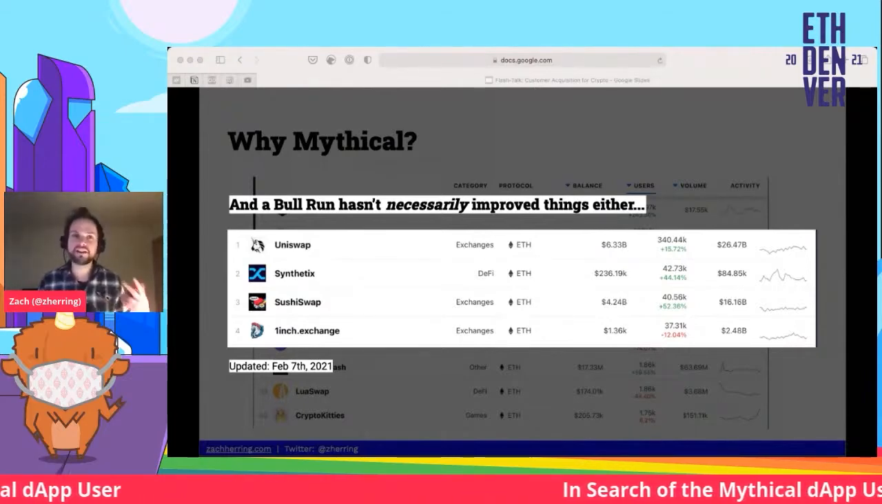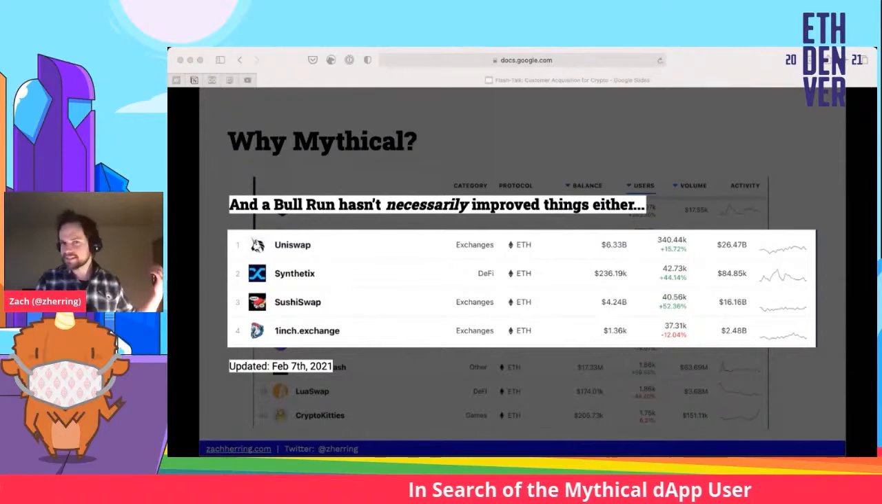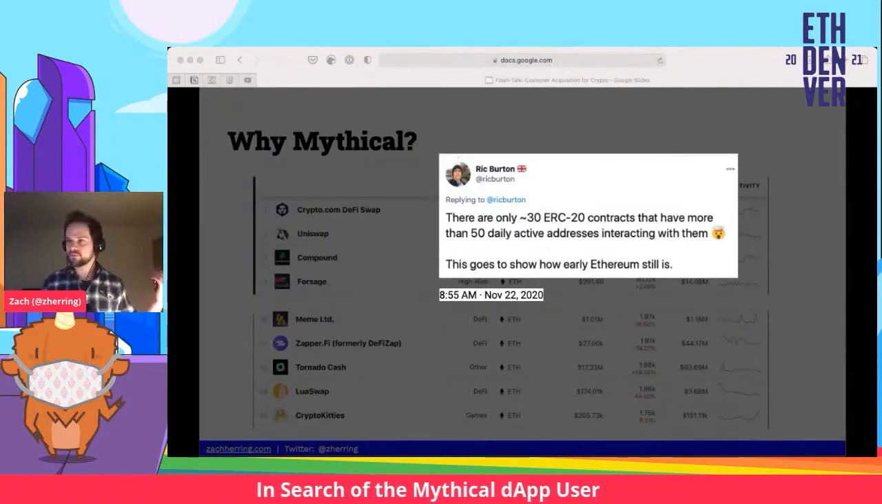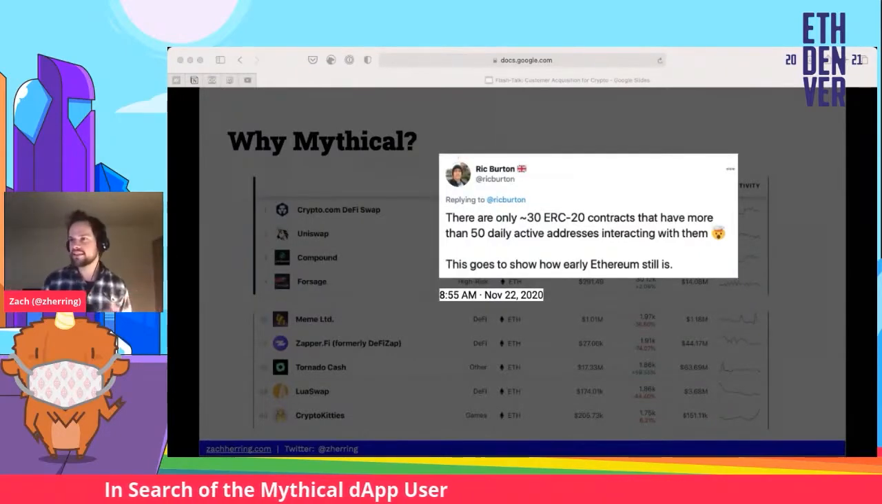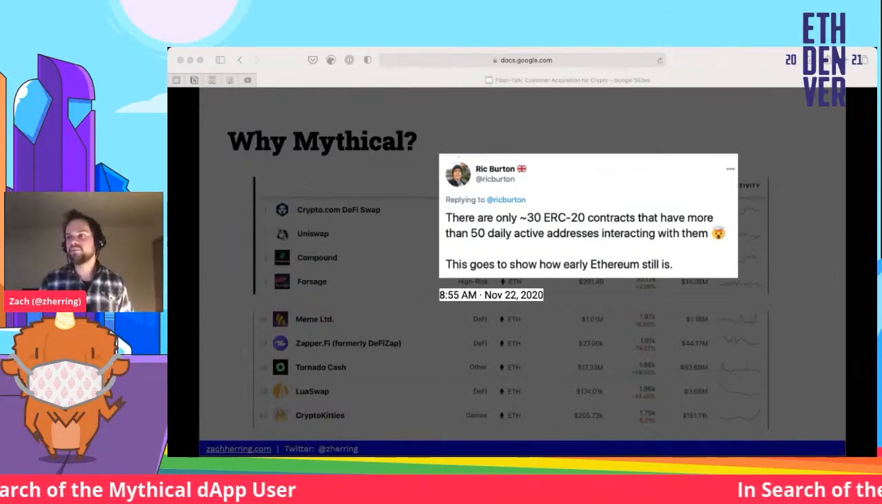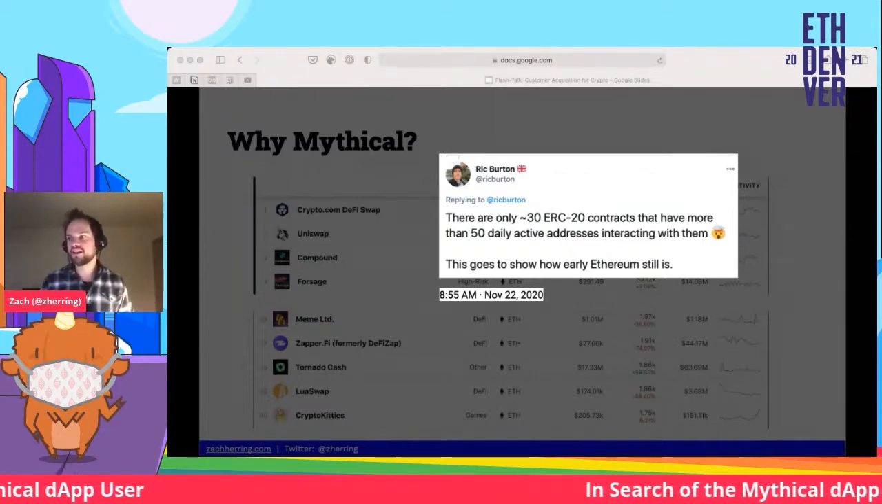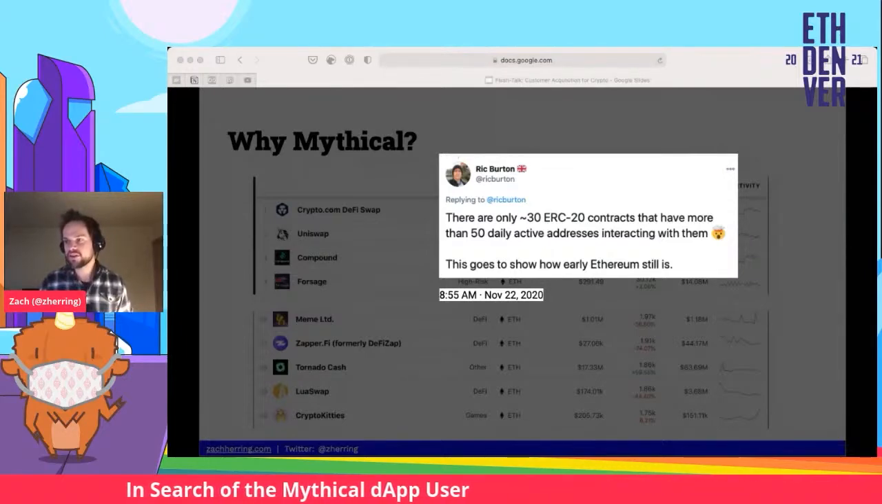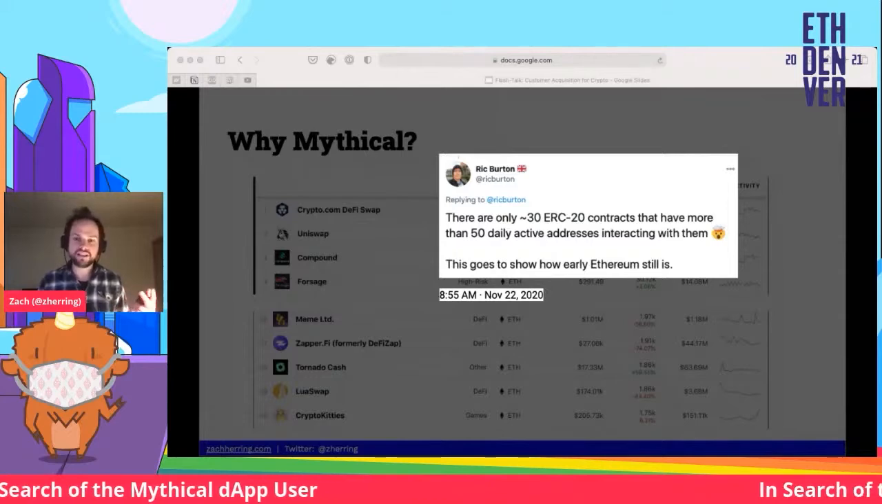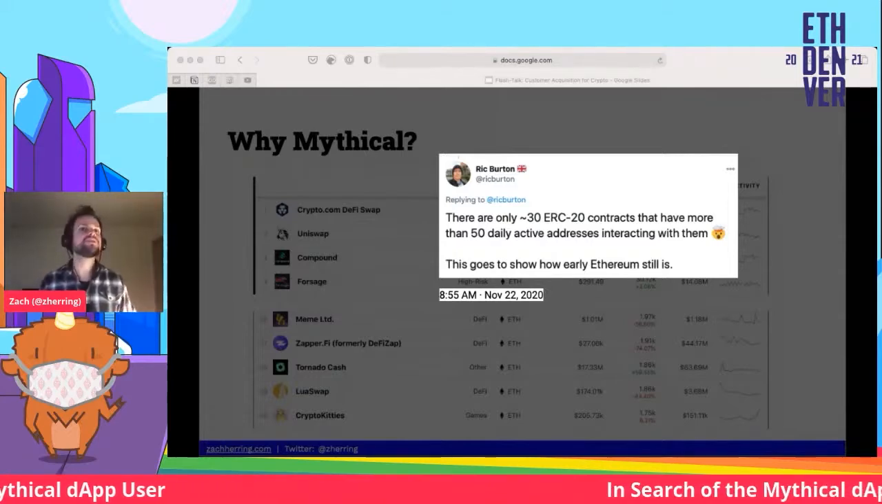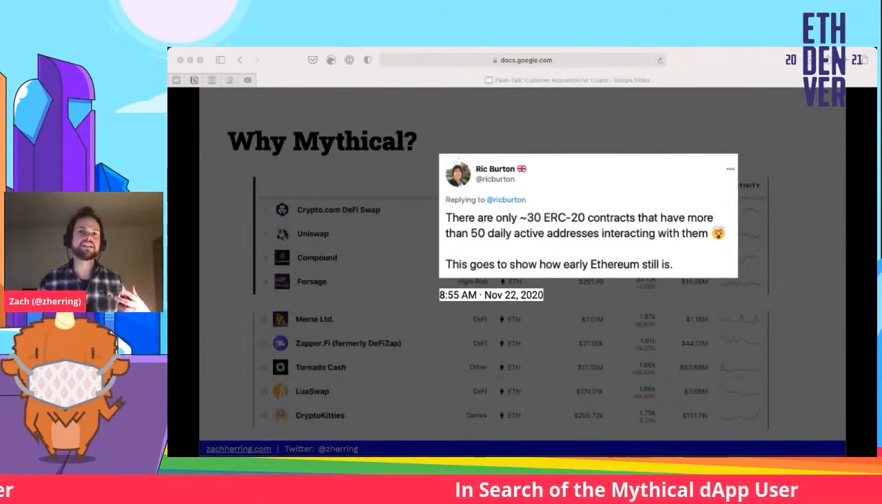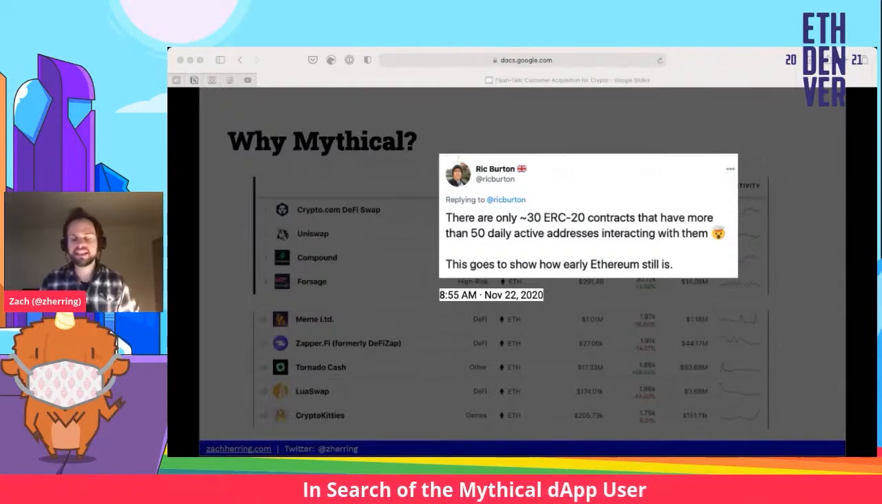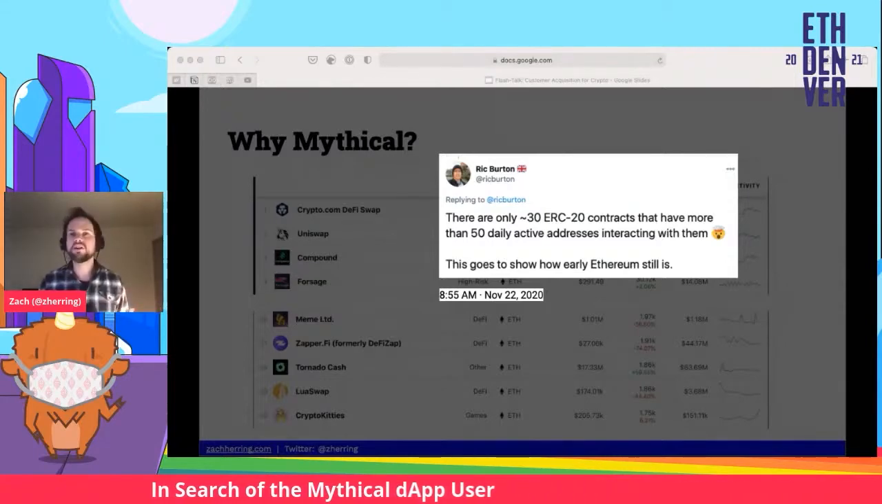And that's partly why I really love working in this space. It's kind of cool that I'm coming on right after Rick. He said this, I think, back in November: there are only 30 ERC20 contracts that have more than 50 daily active addresses interacting with them. This goes to show how early Ethereum is. However way you measure it, we're still really early in the space. And we're still thinking in these sort of 0 to 1, 1 to 10 terms.